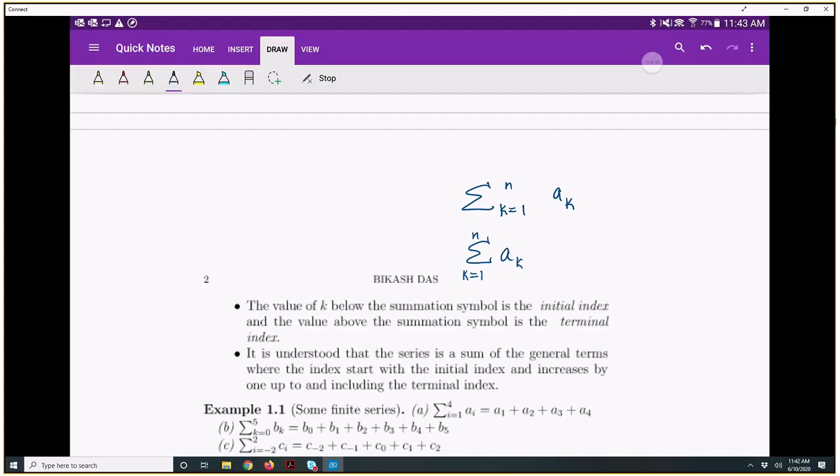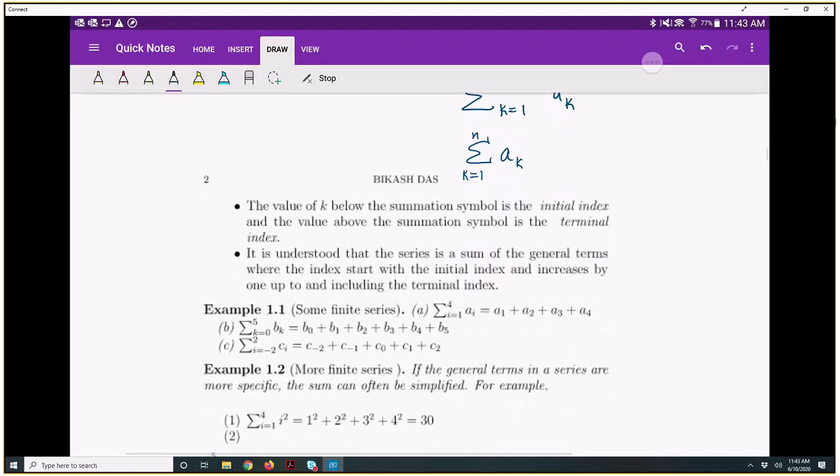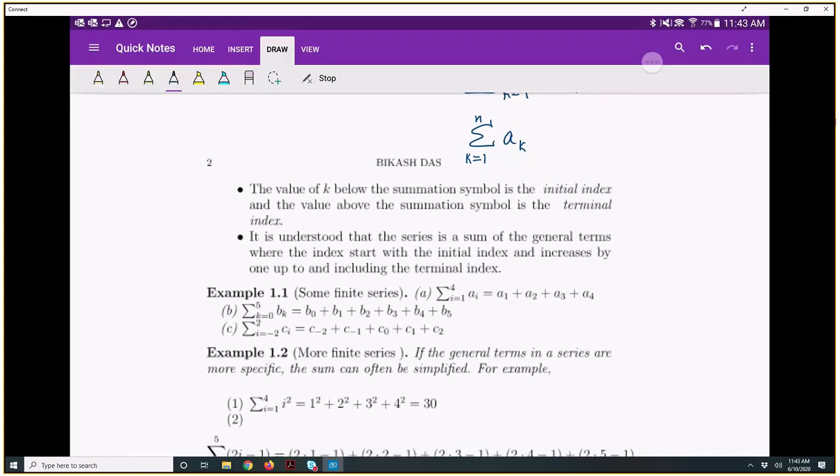And we'll understand when we see this that this means we're going to add terms which are indexed by the letter k. We're going to start wherever k starts, in this case 1, and we're going to count up by ones until we get to n. So let's see some examples of that, and you'll see right away that we don't have to use the letter k. We can use i or n or j. These are all common variables to use for an index.